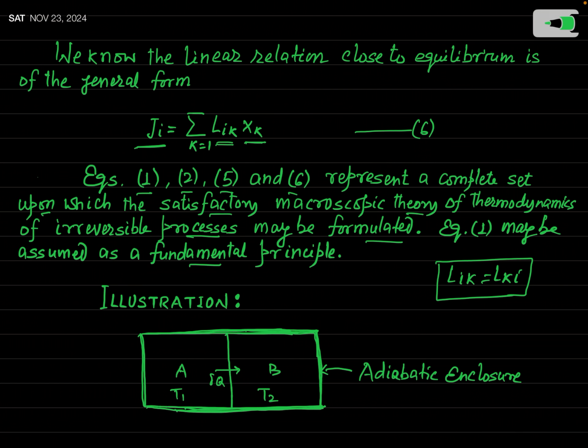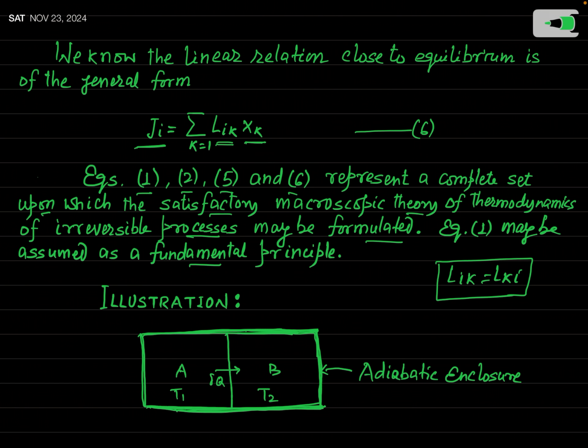Now, I want to illustrate this idea by a proper example, and for this, I have shown a figure here. You can see this is an adiabatic enclosure. This rectangular box represents an enclosure made up of adiabatic wall. When you say adiabatic wall, what does it mean? It means no heat energy will leave through this wall, or no heat energy can enter into the system from outside. So the walls of the enclosure are non-conducting.